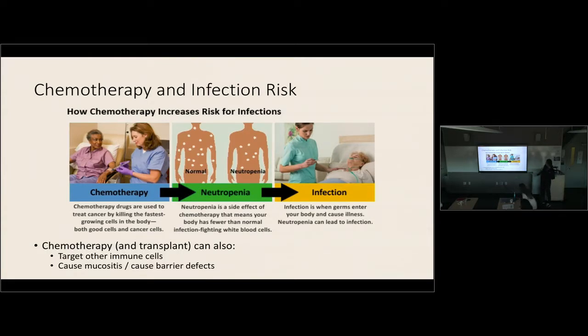Another thing chemotherapy can do is create mucositis. When we talk about skin defects in burn patients, people will develop things similar to that when they're on chemotherapeutics or post-transplant because of immune defects. People will develop severe mucositis and have essentially no barrier in their mouth, their gut, or on their skin from the outside world. So they become similar to burn patients in terms of their infection risk.